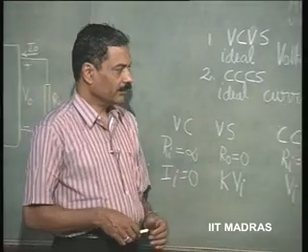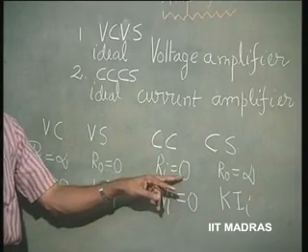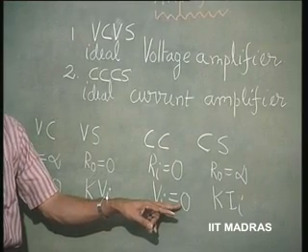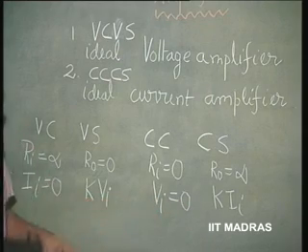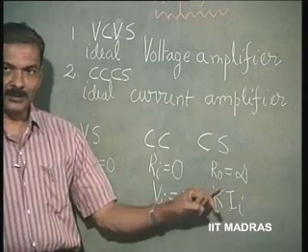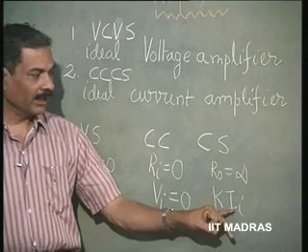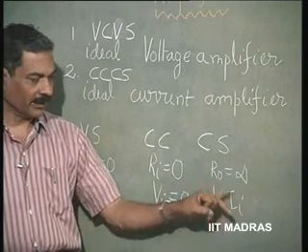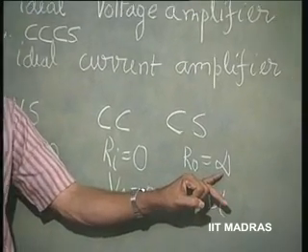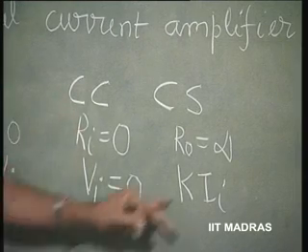Then we said if it is current controlled, obviously Ri is going to be 0 ideally, and therefore Vi is 0 for the input port, which means it is basically controlled by Ii. The output short circuit current is going to be K times Ii, and the current source, which has K times Ii as the current, has a shunt resistance of infinity. So, this is where we had stopped, the current controlled current source.